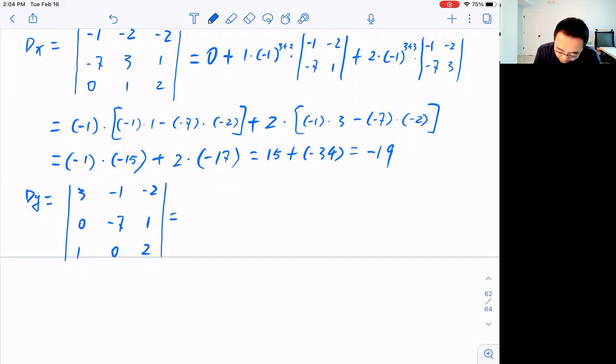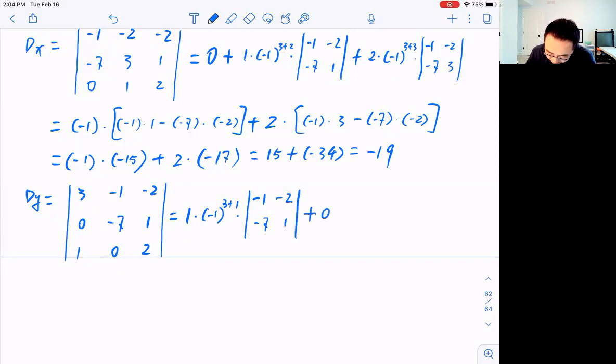So this equals 1 times negative 1 raised to the third row plus the first column times its minor, which is deleting these two things. So you get negative 1, negative 2, negative 7, 1, plus 0 times this cofactor, 0, plus 2 times negative 1, third row plus third column times its minor. So that's getting rid of these two things. So you get 3, negative 1, 0, negative 7.